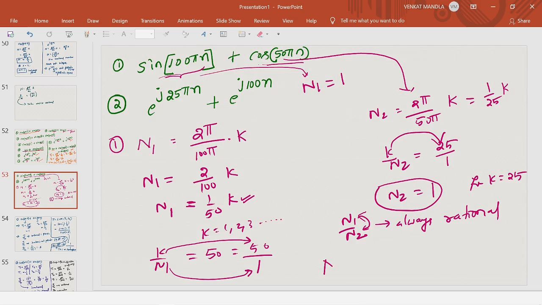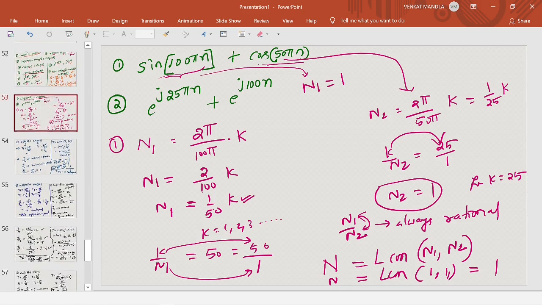So what is the period? N equals the LCM of N1 and N2, because we need the least common multiple, the least integer value that is common to both the signals. The LCM of N1 equal to 1 and N2 also 1 is 1. So N is 1, the common period is 1. So next question.